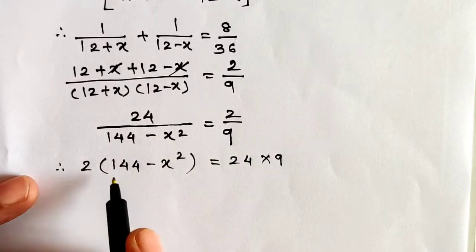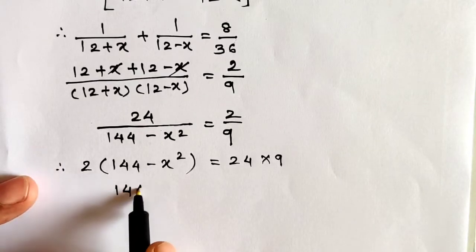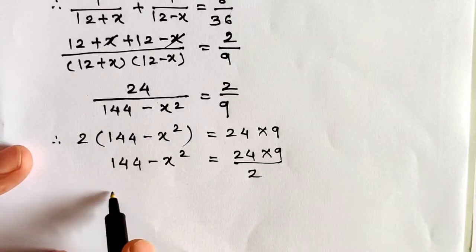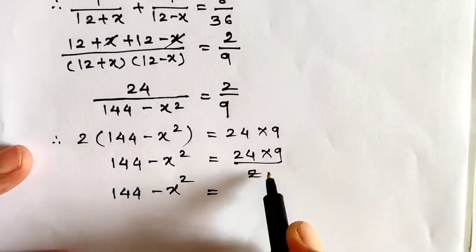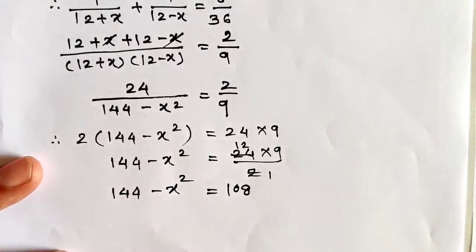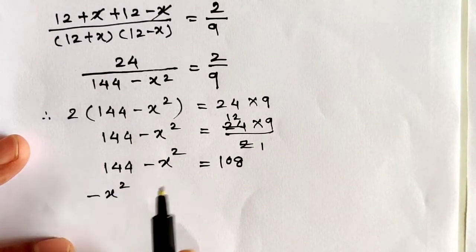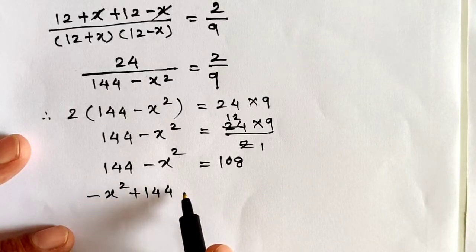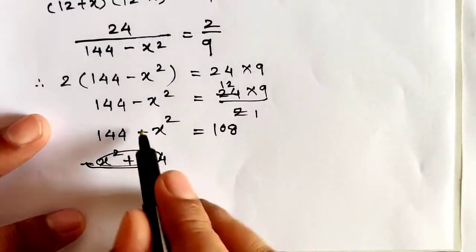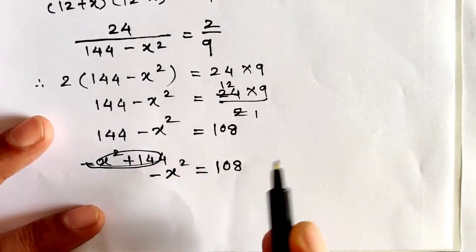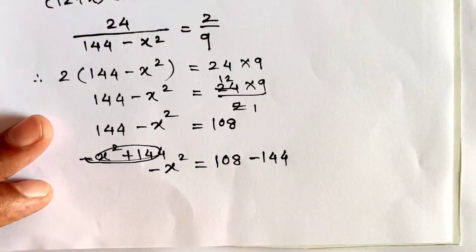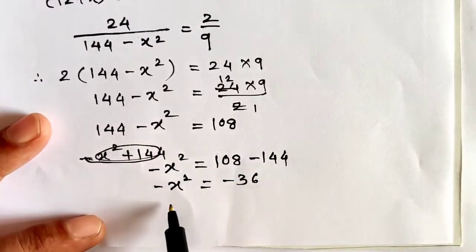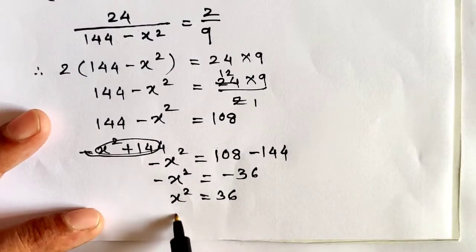So here we get 144 minus x square is equal to 24 into 9 divided by this 2. So we get 144 minus x square is equal to, here 2 1s are 2, 12s are, so 108. So we get minus x square plus 144, directly simplify here, minus x square is equal to this 108 minus this 144. So minus x square is equal to minus 36. So x square is equal to 36. So x is equal to 6.